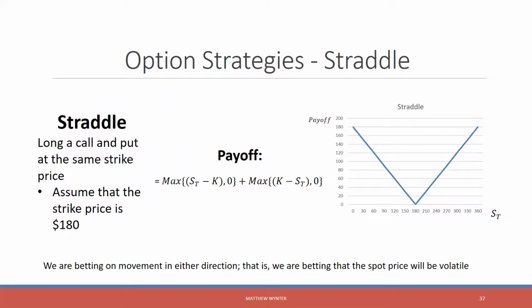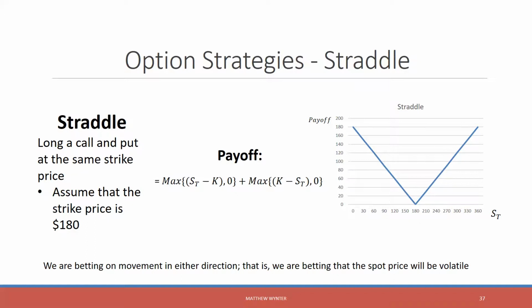The straddle, what did you do? You long a call and a put at the same strike price. So again, we're assuming that the spot rate at maturity, the exchange rate for the euro, is 180. And again, we're keeping the quotation, the notational amounts. So that's where everything is coming from. Look at our payoffs. Our payoffs are going to be the max from our call and the max from our put.